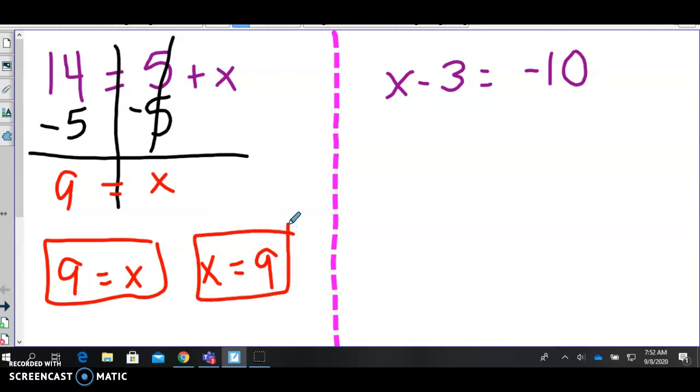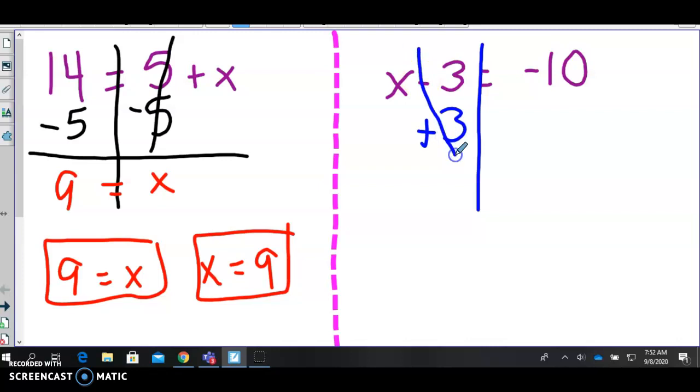Okay? All right, let's take another look at the next problem. I have to solve the equation, solve for the variable. My variable is x, so I'm going to draw my line down the middle. I can see that x is over here on my left, and also so is negative 3 or minus 3. The opposite of negative 3 or minus 3 is going to be plus 3 or positive 3.